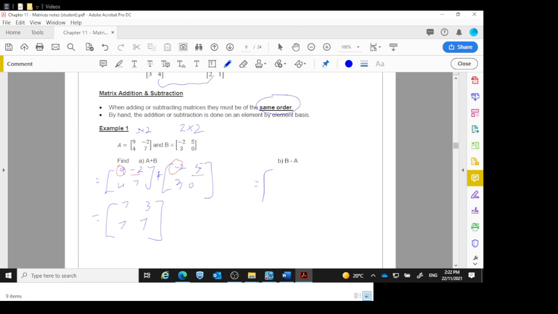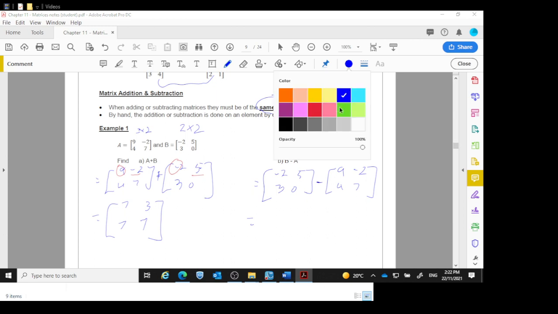If we take away, we do exactly the same thing. This is matrix B first, minus matrix A. 9, negative 2, 4, and 7. Again, we subtract elements that are in the same spot. So we're going to do negative 2 minus the 9, the 5 minus the negative 2.